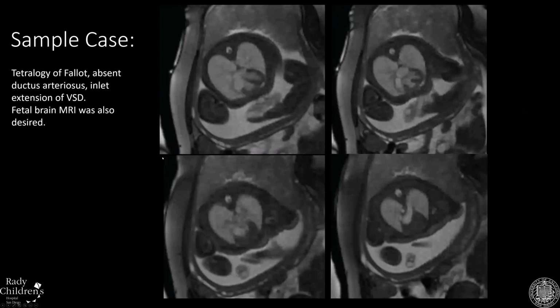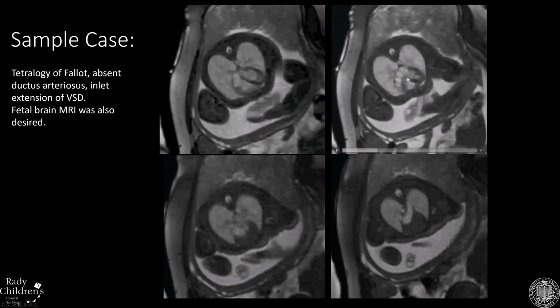And the last fetus I'll share was again a tetralogy of Fallot with an absent ductus arteriosus. This patient also was undergoing a brain MRI or an examination for suspected CNS abnormality. Here was our 4-chamber view.